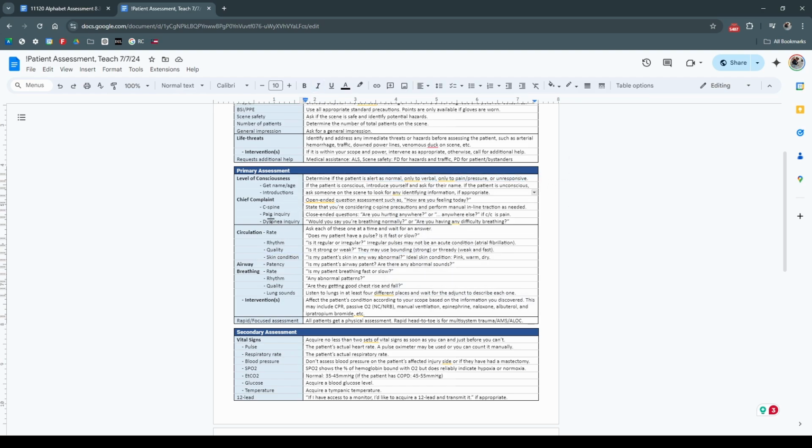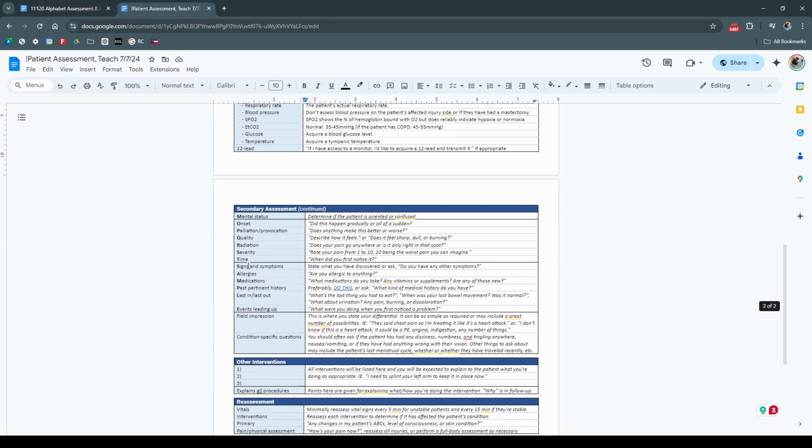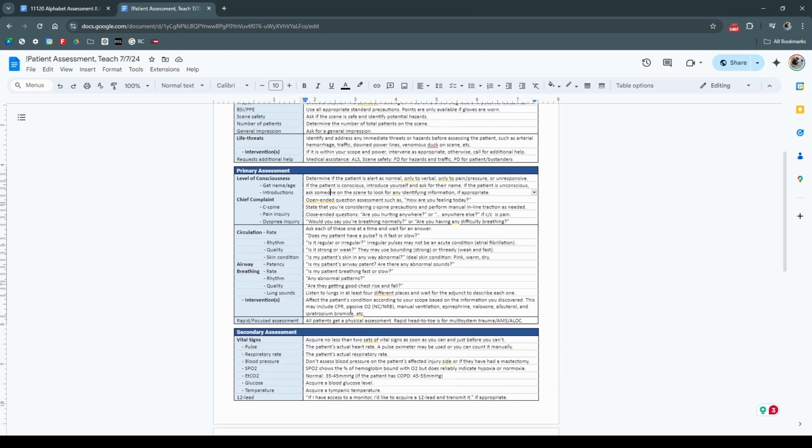You might be inclined when you start learning patient assessment to say, okay, well, I don't see OPQRST and SAMPLE anywhere here in the primary assessment. Oh, it's down here in the secondary. So that means it's a long time after initially meeting the patient.